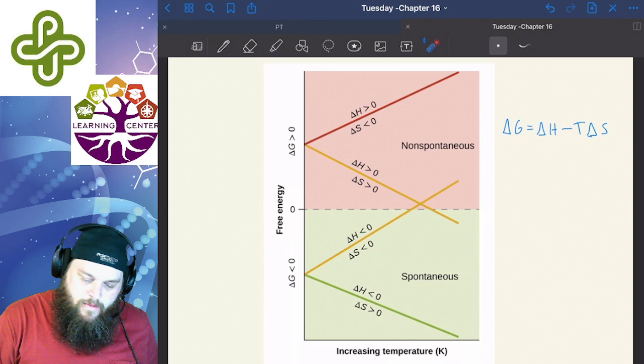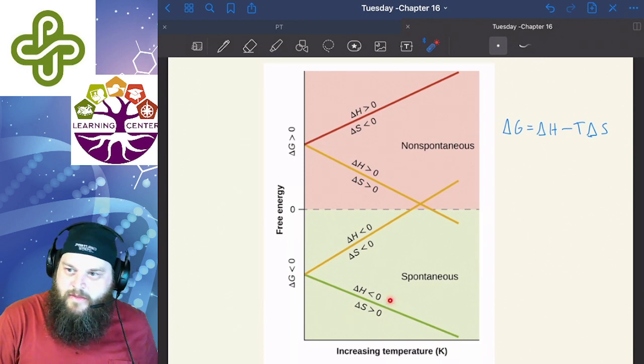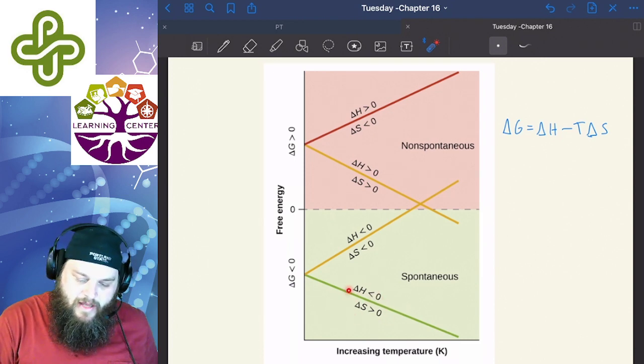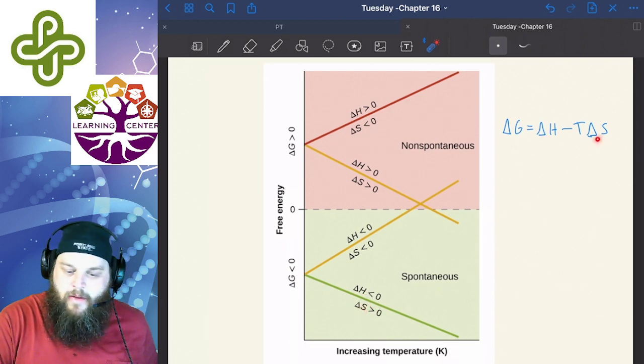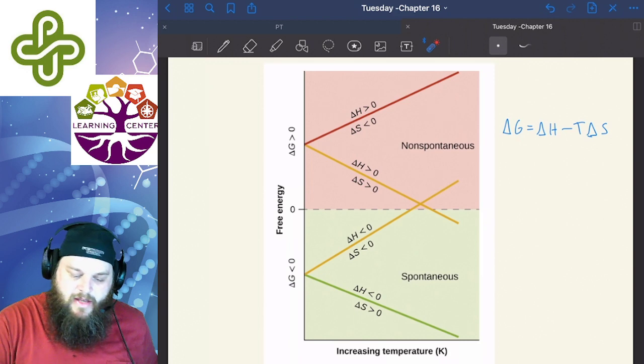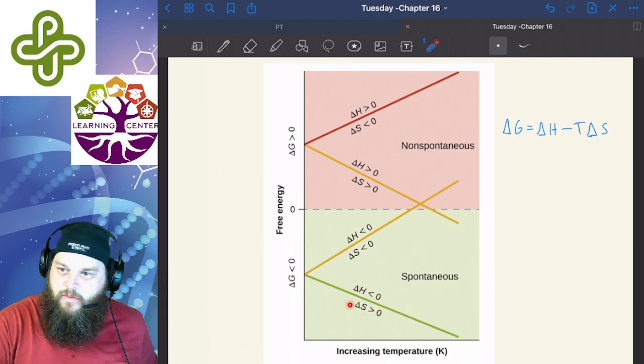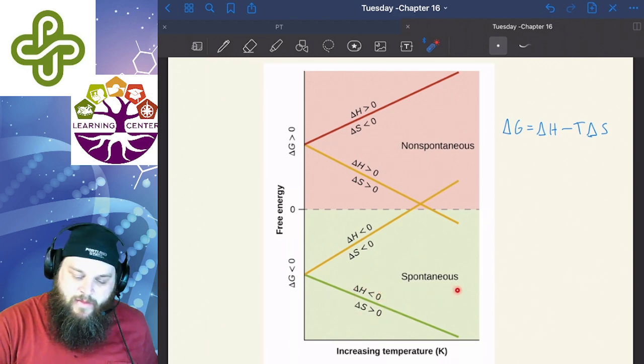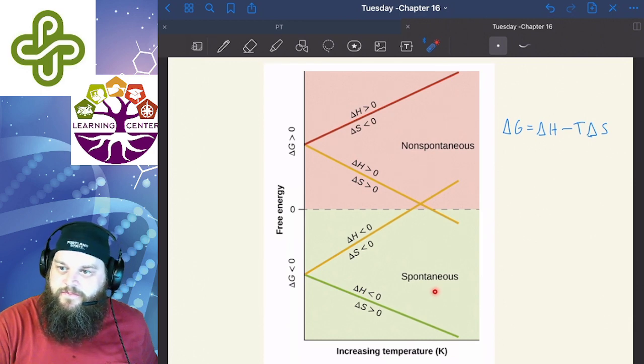So let's start at the bottom of this. If delta H is a negative value and delta S is a positive value, we have a negative here and a positive value there, but that positive value is being subtracted. So the total here, Gibbs free energy, is always going to be negative if these conditions are true. And if it's always negative, that means it's always spontaneous.